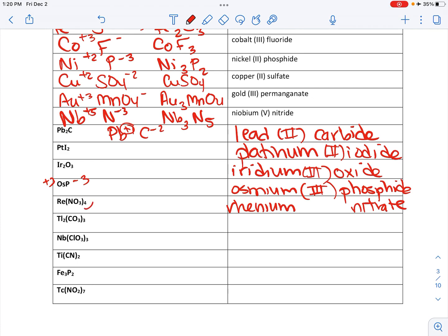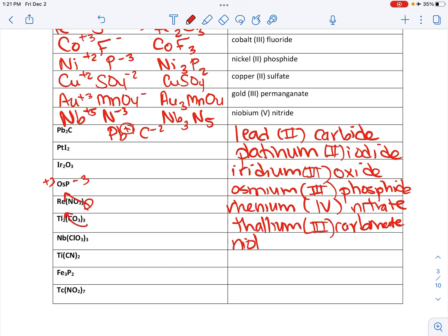So then we say, okay, +4, IV. Thallium carbonate. Thallium could either be +1 or +3. So this is a +3, and I know that because the 3 will go back up.